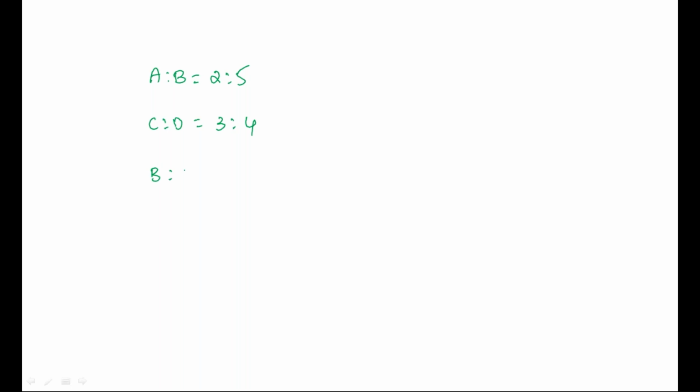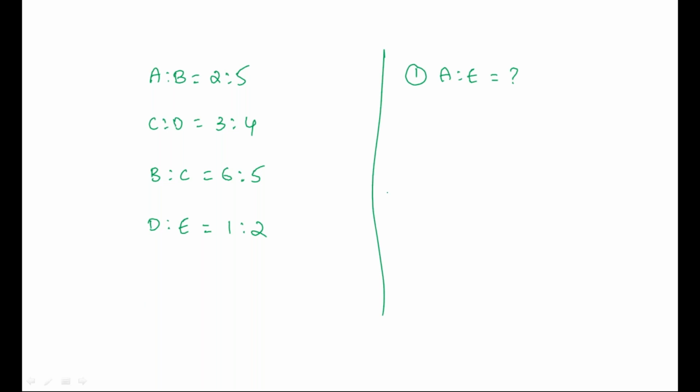Yeah. B and C is 6 is to 5, D and E is 1:2. I want two things. First one, A and E. Second one, A, B, C, D, E. Now let me see how many of you people can answer this correct.